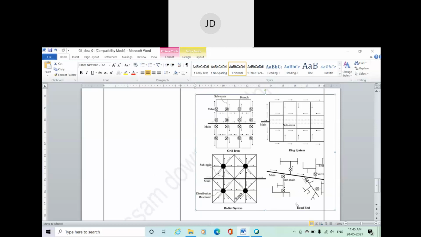So it is your dead end. It is a pattern of dead end system. It is a main line. In a different angle, you can see the sub mains are provided where needed. So this is the structure of different types of water distribution patterns: grid iron pattern, ring system, radial system, or dead end system. Clear?